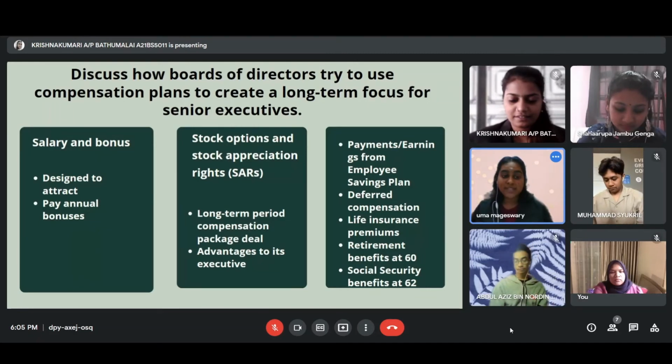Besides that, executives also receive other forms of compensation, including payment or earnings from employee savings plans, deferred compensation, and life insurance premiums. They were also eligible to receive unreduced retirement benefits at age 60 and with social security benefits at age 62. That's all from me.